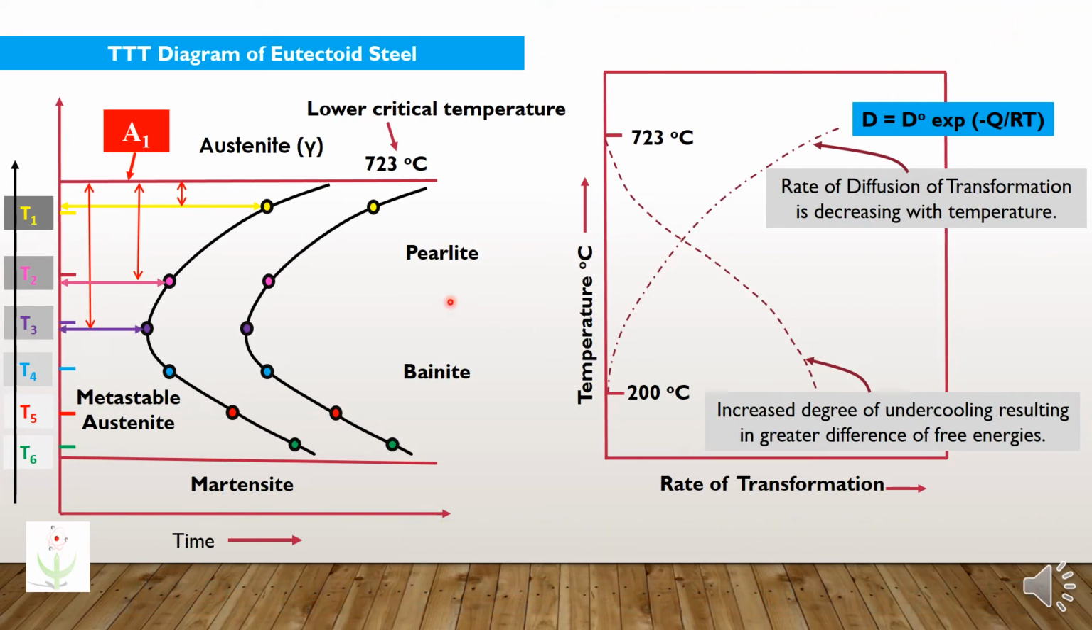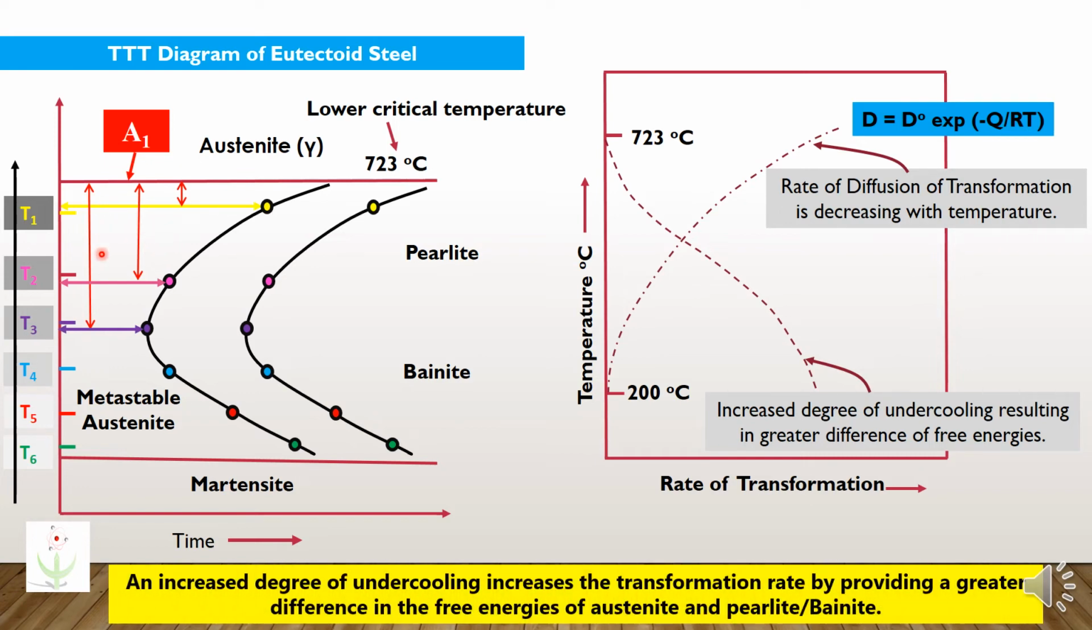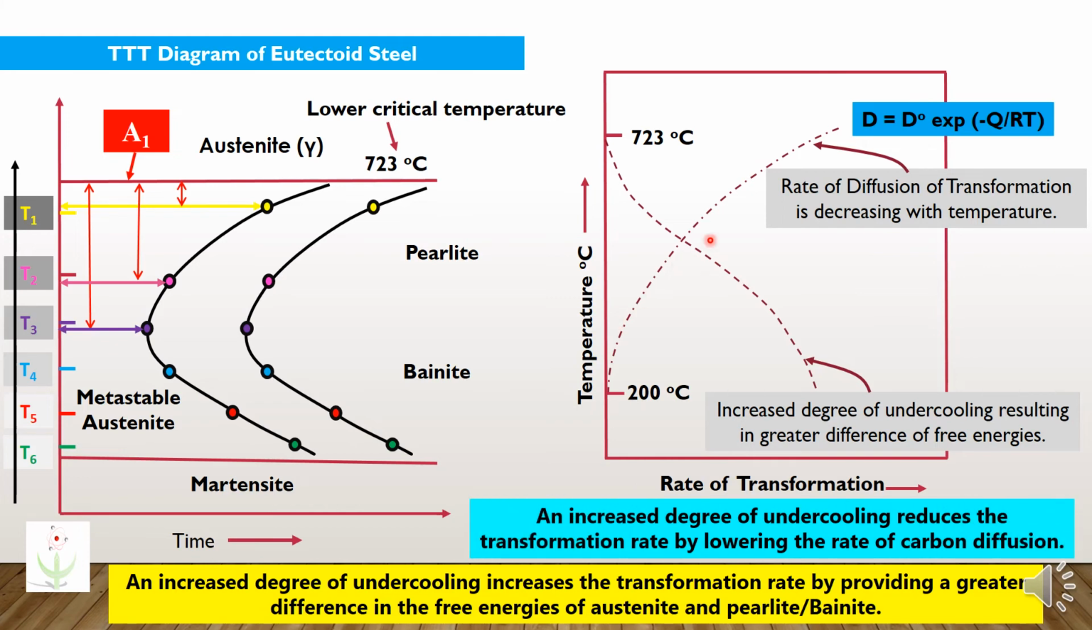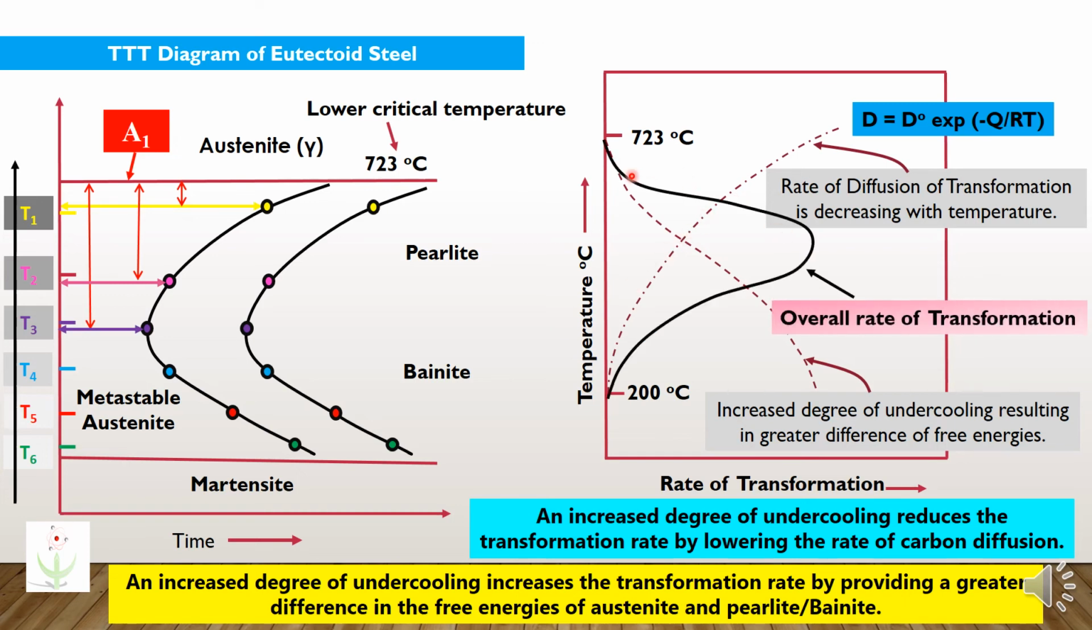This means that undercooling affects the rate of transformation in two ways. On the one hand, an increased degree of undercooling increases the transformation rate by providing a greater difference in free energies of austenite and pearlite or austenite and bainite. On the other hand, an increased degree of undercooling reduces the transformation rate by lowering the rate of carbon diffusion. So the overall transformation rate will be like this, which clearly explains why we have observed the C curve for the beginning or end of transformation. Because where there is a high transformation rate, there is a shorter incubation period.